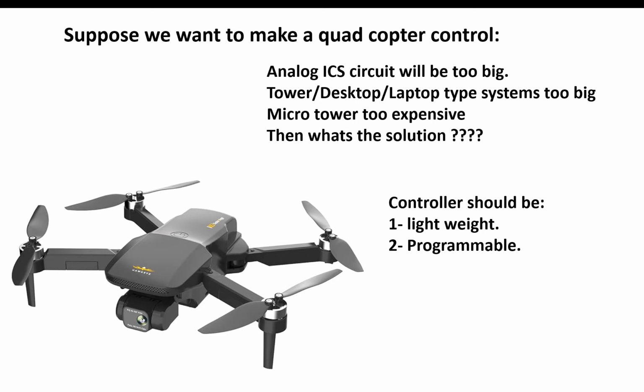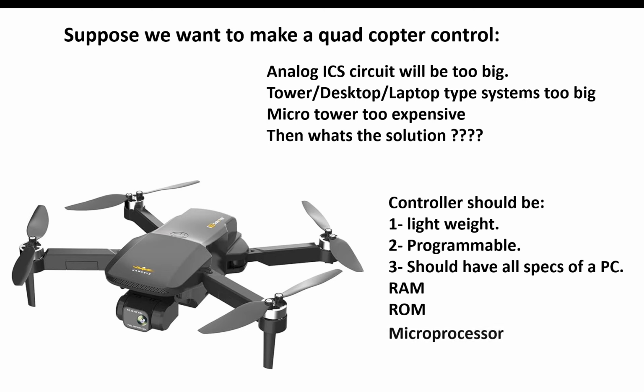So we want a programmable system. We will just write C++ code and burn it into it. So it must be programmable. Now the third is that it should have all the specs of a PC: it should have RAM, it should have ROM, it should have a microprocessor, it should have peripheral devices, like the motor in our case, just as in a computer a mouse and a keyboard are peripheral devices.